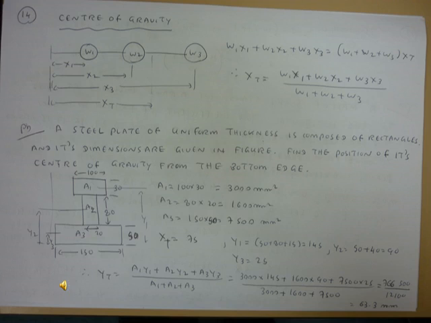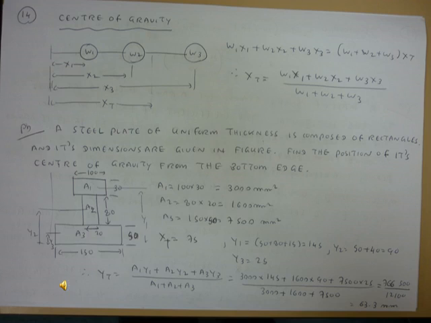The dimensions are given. A1 has a length of 100 and a height of 30. A2 length is 20 and the height is 80. A3 length is 150 and the height is 50. So we have to calculate the HT. HT means the center of gravity x, as well as YT for the center of gravity y.